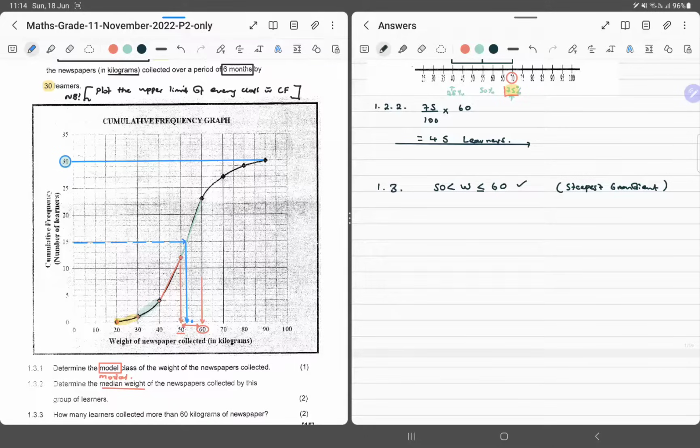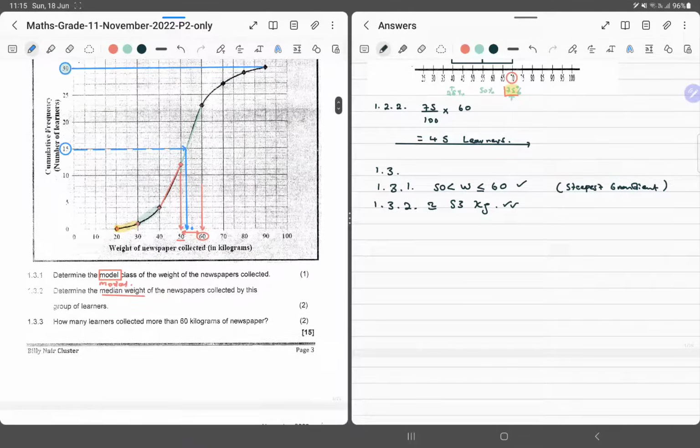So this is 1.3.1. And then again, 1.3.2. So this is approximately 53 kilograms. Easy stuff. So you know the procedure. You always take half of the data points on the cumulative frequency. Then you go to the polygon, the ogive. Then you read it off on the x-axis.